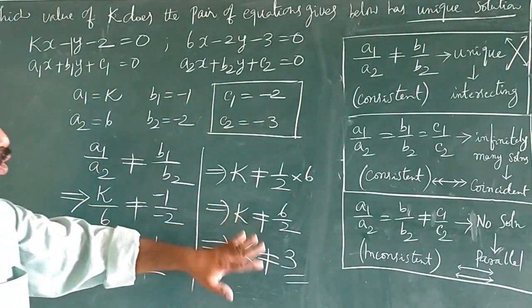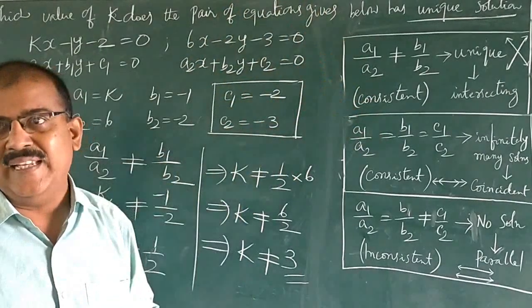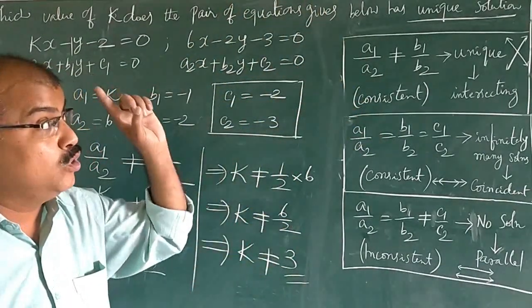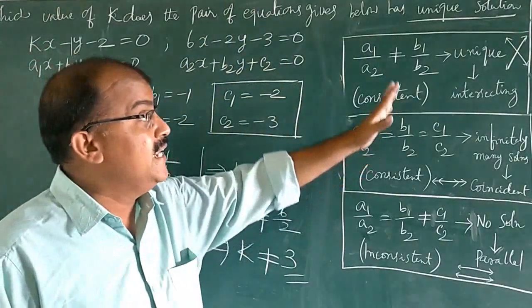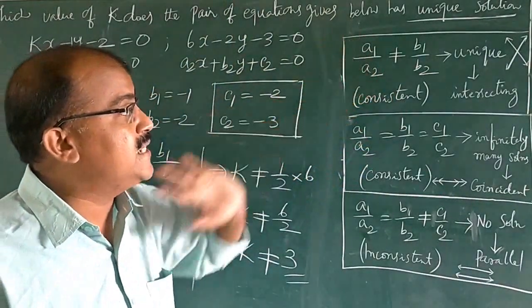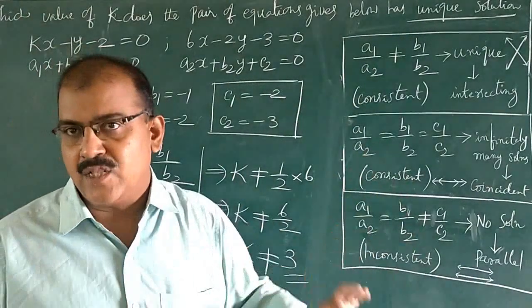If k is not equal to 3 only, this unique solution condition will be satisfied. In this situation, k value is not equal to 3.